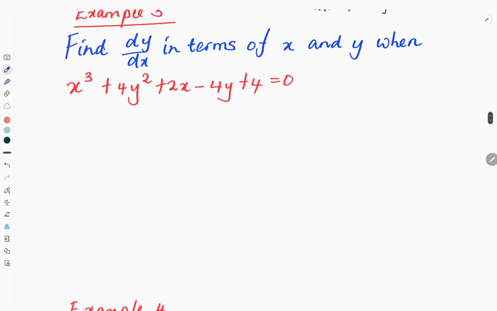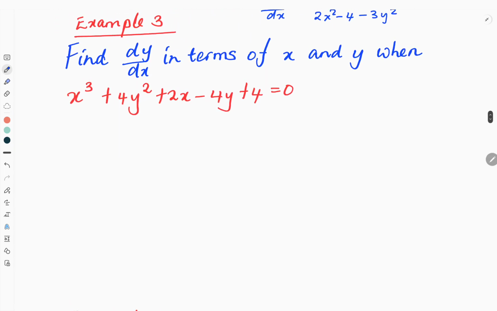In the next example, we are asked to find dy/dx in terms of x and y when x cubed plus 4y squared plus 2x minus 4y plus 4 is equal to 0. This is again an implicit function. It's not explicitly in terms of x. You have got a y variable and an x variable. So to do that, we just differentiate one term at a time.